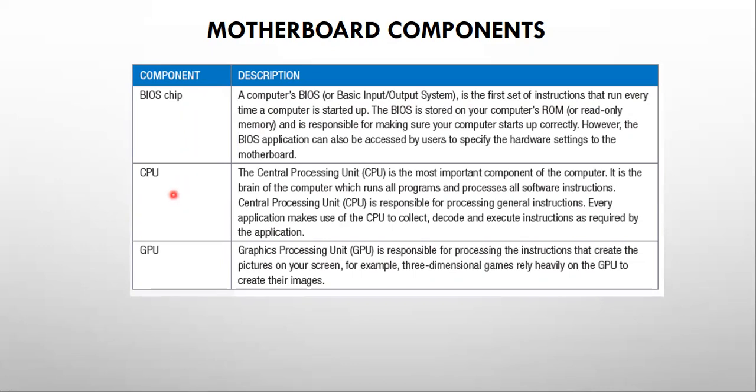Your CPU, central processing unit, is the most important component of the computer. It is the brain of the computer, and it runs all programs and processes, all software. Every application makes use of the CPU to collect, decode, and execute instructions. Now, your GPU is responsible for processing instructions that create pictures on your screen. For example, rendering 3D games, they rely heavily on the GPU to create their images.